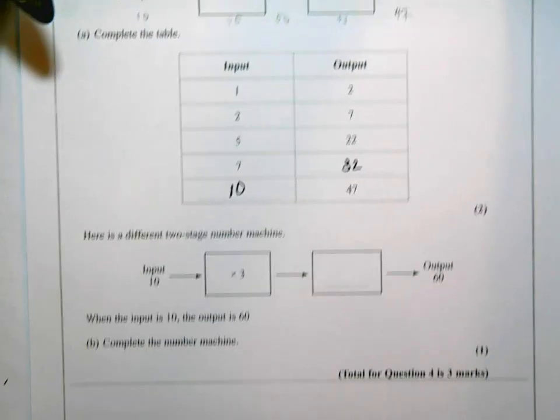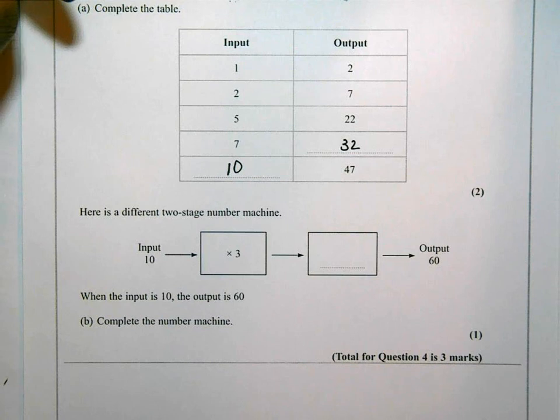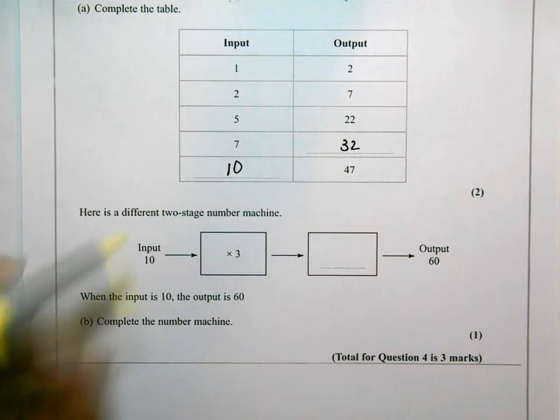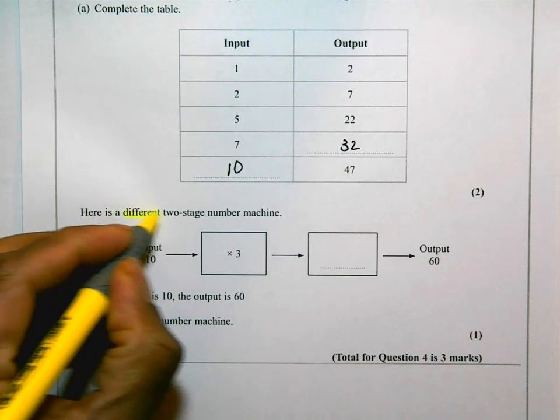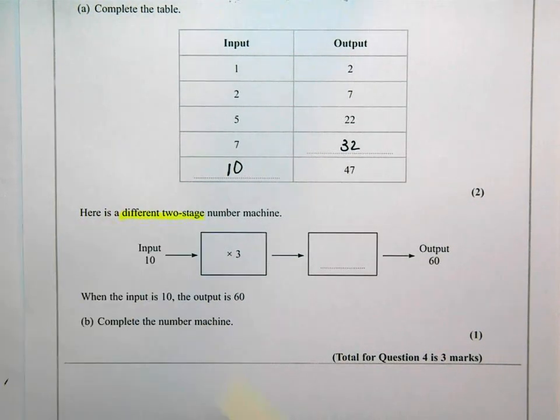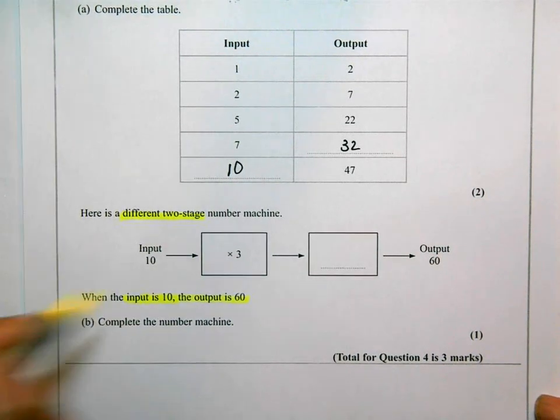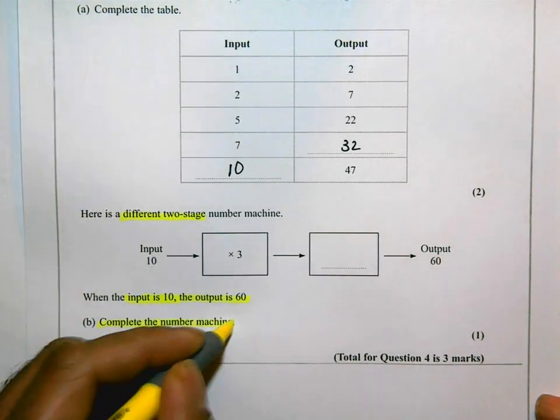Looking at the last part of the question, it says, here is a different two-stage number machine. So it's a different one. That's really important to note. It's not the same as what we did before. And the question says, when the input is 10, the output is 60. Complete the number machine. So they want me to fill in this blank here.